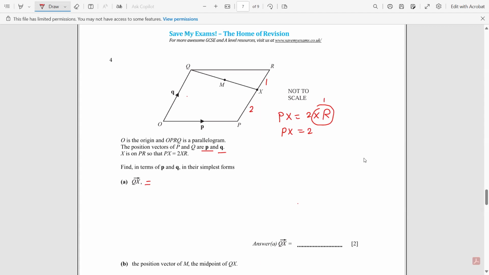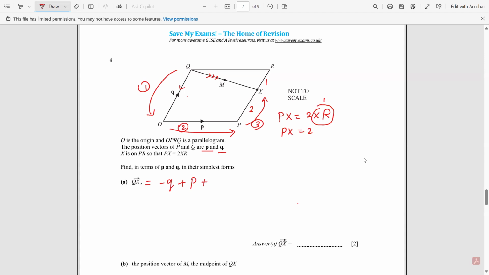The vector QX, this vector, is simply QO plus OP plus PX. The sum of these 3 vectors, 1, 2, and 3, gives you the vector QX. So vector QX is a negative q, this is the opposite direction of the q vector, plus this vector is p, the vector OP.